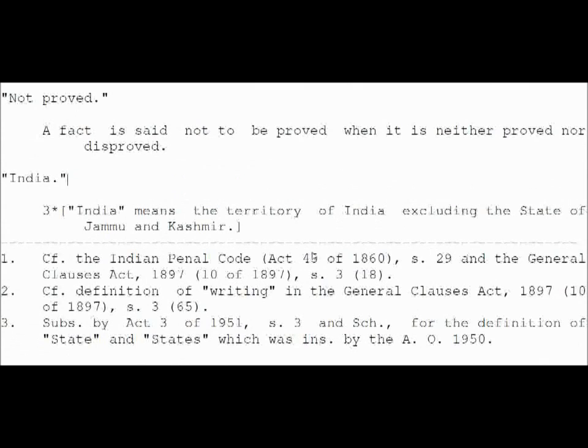The definition of disproved is similar to the definition of proved, as here also there are two things: one is the court and the other is the prudent man. When both of these think that a certain thing does not exist, then it is said to be disproved. Now, not proved. The definition of not proved is very simple: which is neither proved nor disproved is said to be not proved.